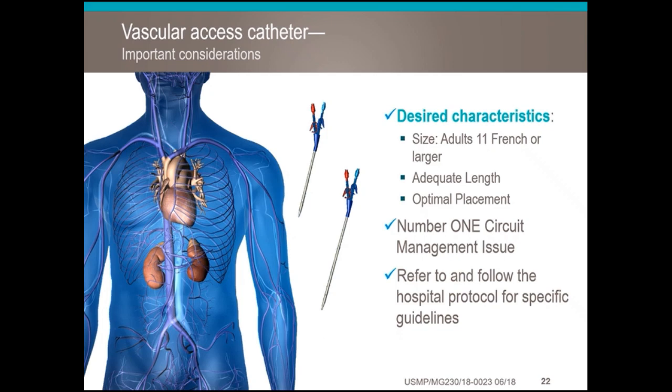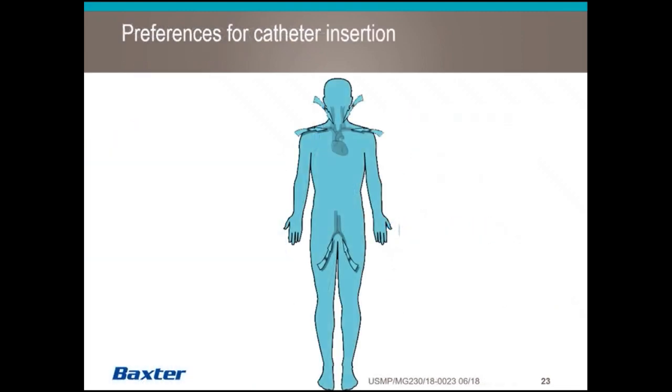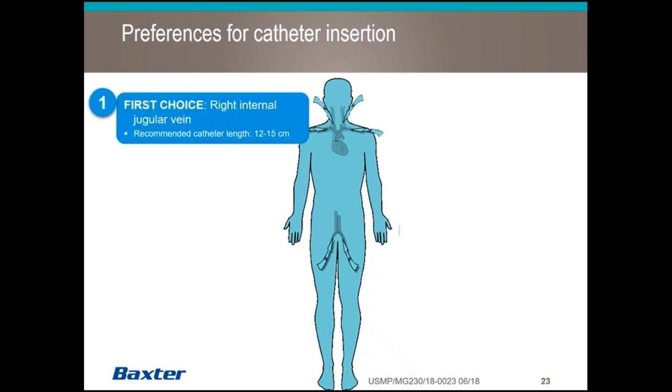All hospitals have their own specific protocols and policies for guidelines for central line dressing changes or access. So make sure that you always refer to your hospital's specific policies and protocols when addressing any access issues. The KDIGO guidelines give specific preferences for catheter insertion, placement, and length. The first recommended choice from the guidelines is the right internal jugular, or right IJ, vein with a recommended catheter length of at least 12 to 15 centimeters.